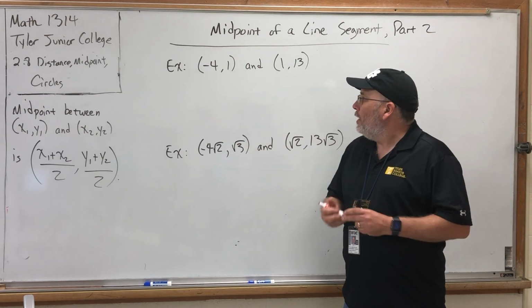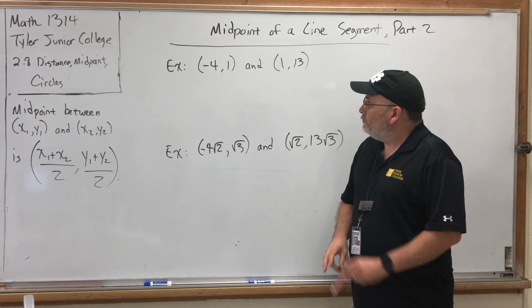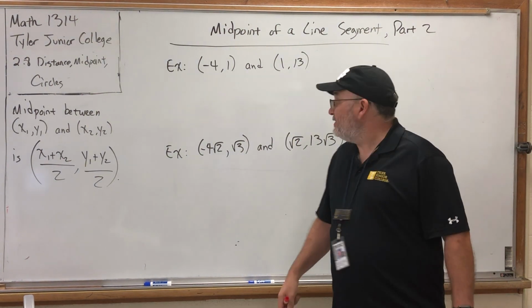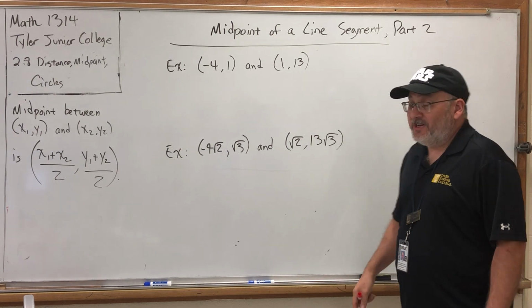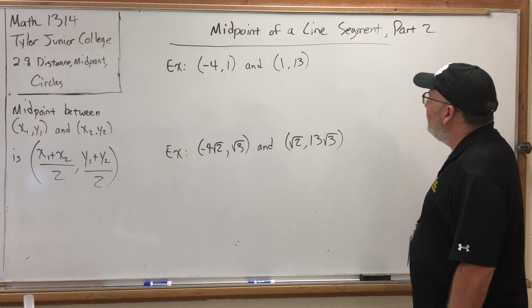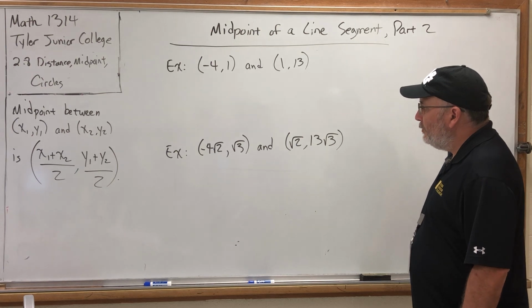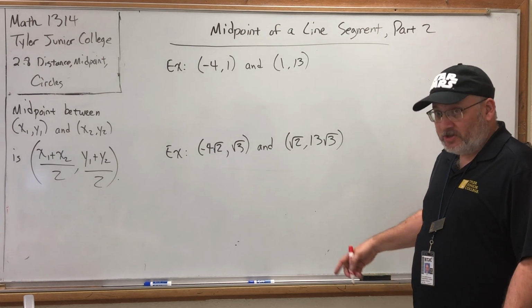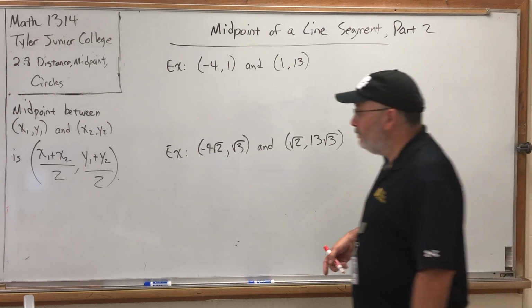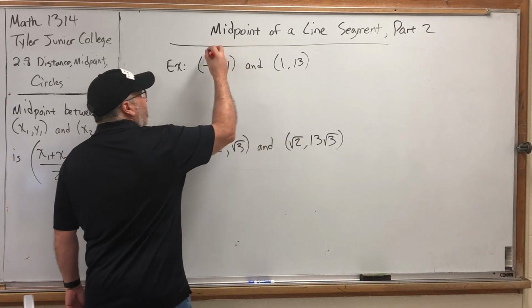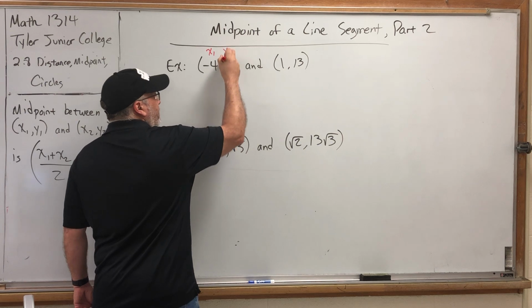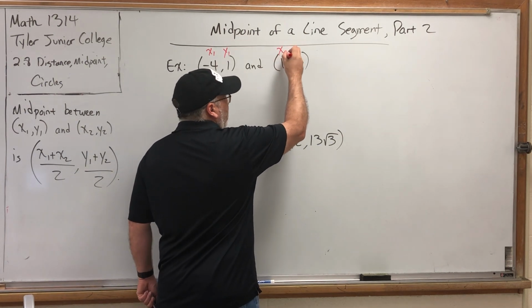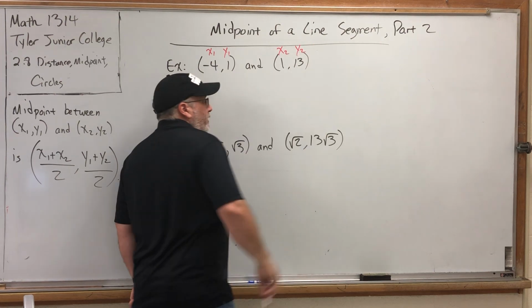-4, 1, and 1, 13. You may recognize this pair of ordered pairs from 2 videos ago. We found the distance between them, and it was 13. But to find the midpoint, we use a different formula, but we still need to identify x1, x2, y1, and y2. No need to get fancy. -4 is x1, 1 is y1, 1 is x2, and 13 is y2.